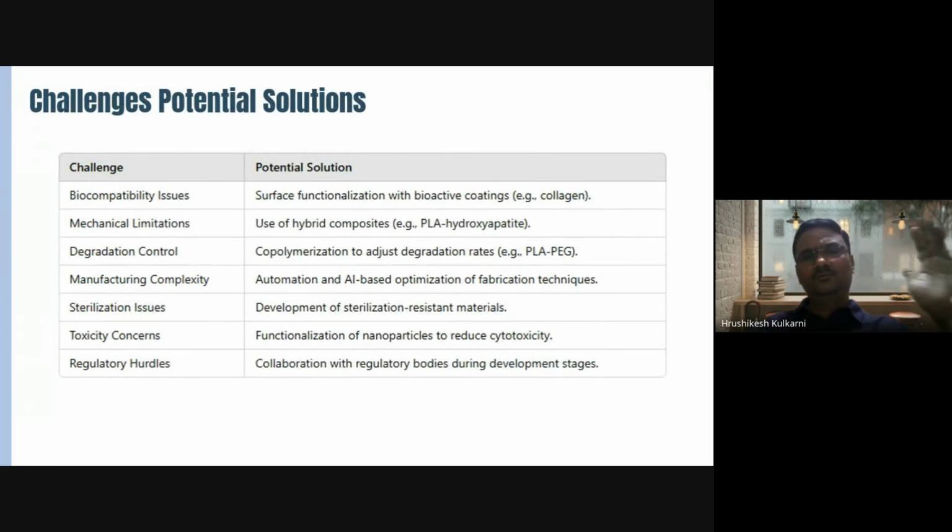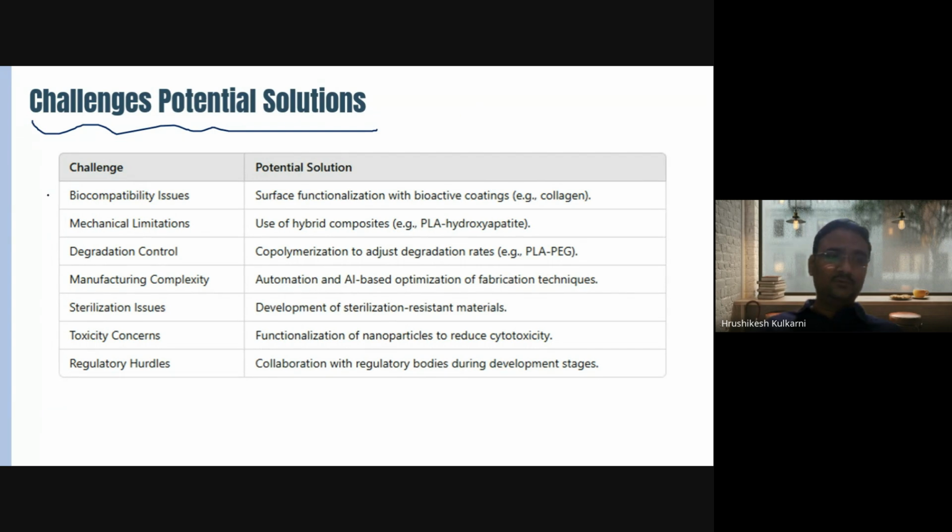Now the main part of this presentation is challenges and potential solutions. So though you are working on the polymer composites in biomedical field, you will find some of the major challenges like biocompatibility issue, mechanical limitations, degradation control, manufacturing complexity, sterilization issue, toxicity concern, and regulatory government rules. So to address these challenges, I have suggested some potential solutions. How you can do that?